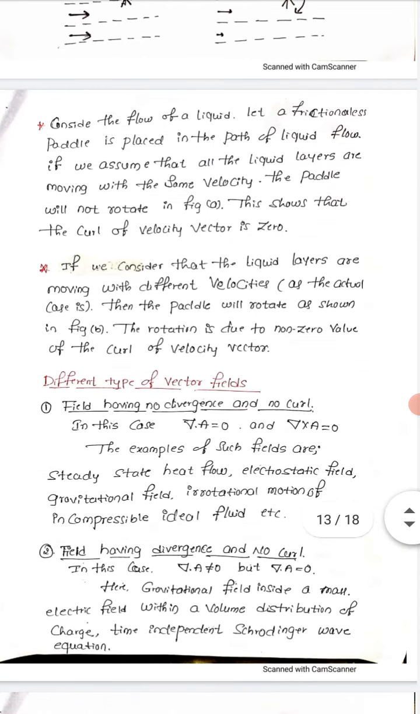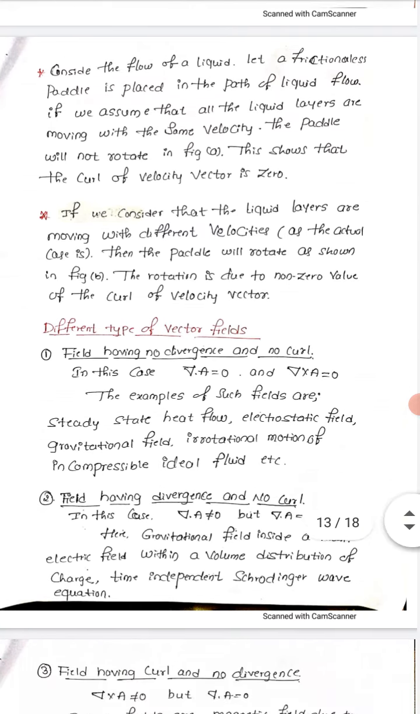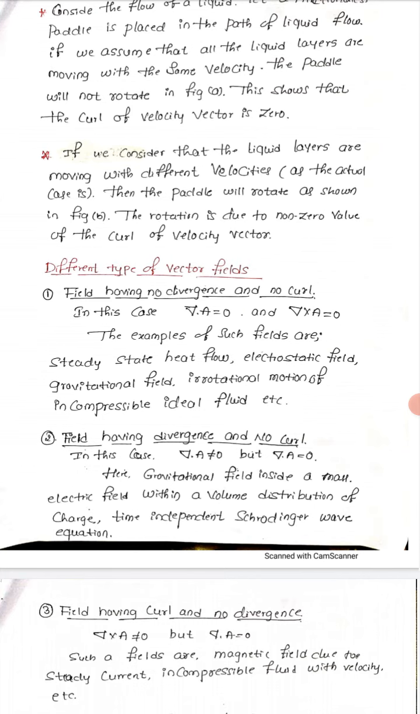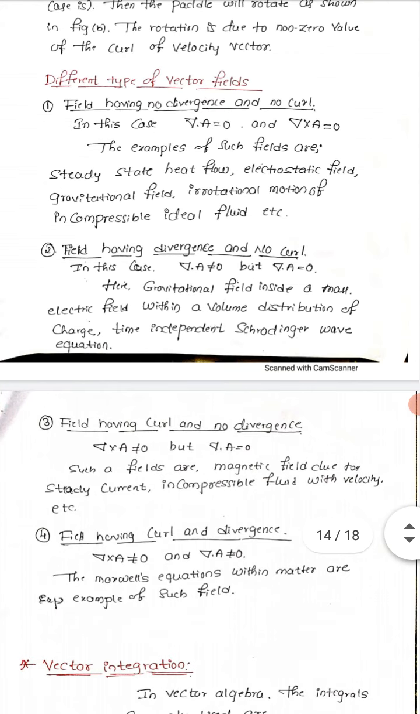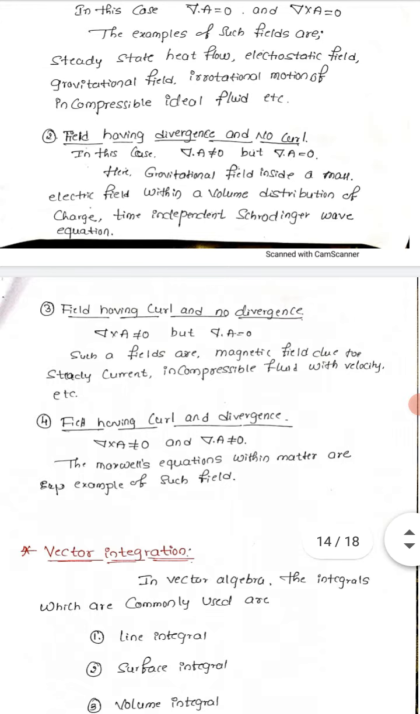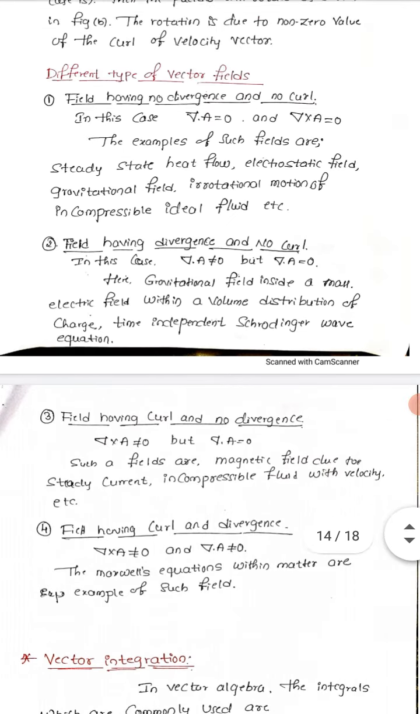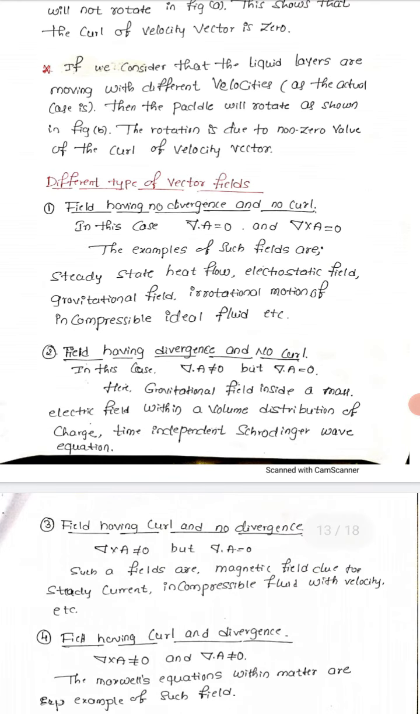Lastly, the different types of vector field. First one is the field having no divergence and no curl. Second one is the field having divergence and no curl. Third one is the field having curl and no divergence. Fourth is the field having curl and divergence.